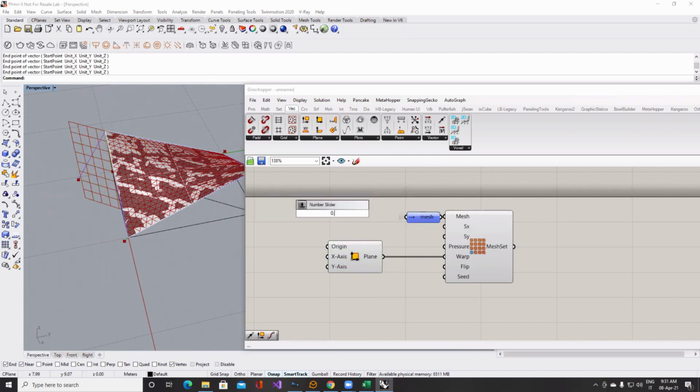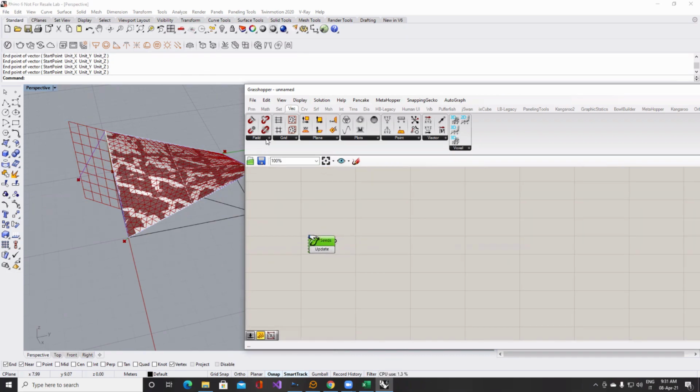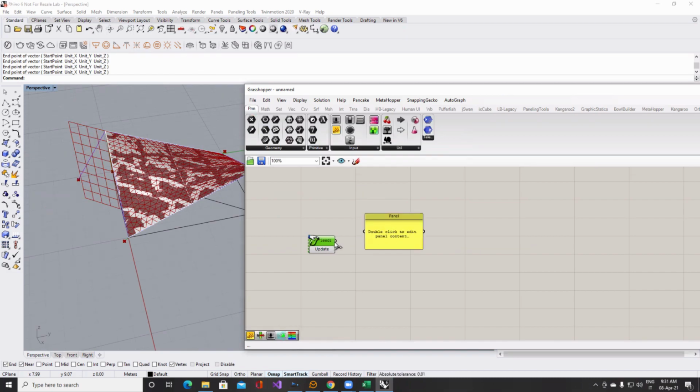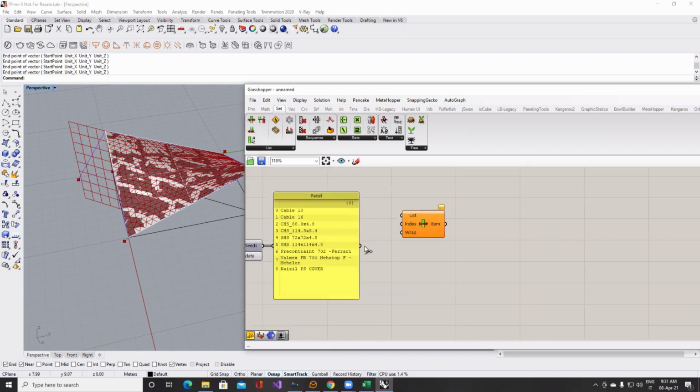Then we want to define the pre-stress. And we define the warp and the weft pre-stress. The seed, where do we get the seed? Well, we have got the seed here. If I input a panel into the seed, here we have all the seeds. And we can reference one of these with the list item. So I want to reference the membrane seed number 6. So I input 6 here.